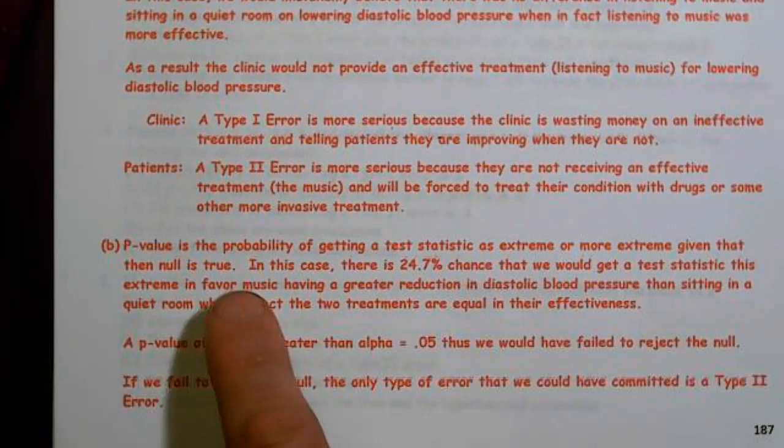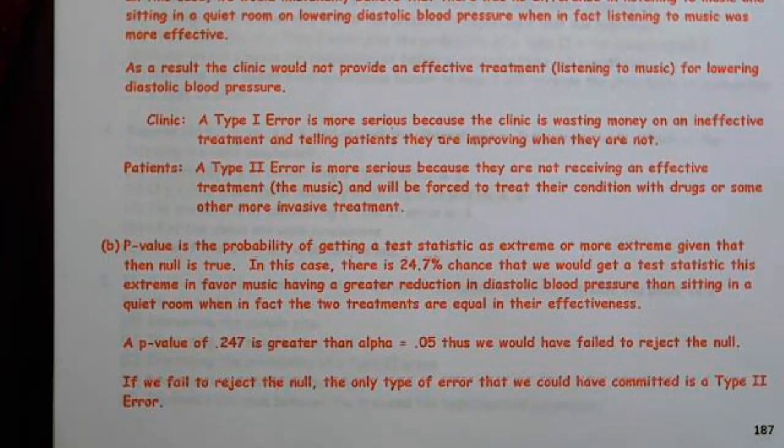We start off by defining the p-value. The p-value is the probability of getting a test statistic as extreme or more extreme, given that the null is true. In this case, there's a 24.7% chance that we would get a test statistic this extreme in favor of music having a greater reduction in diastolic blood pressure than sitting in a quiet room, when in fact the two treatments are equal in their effectiveness.